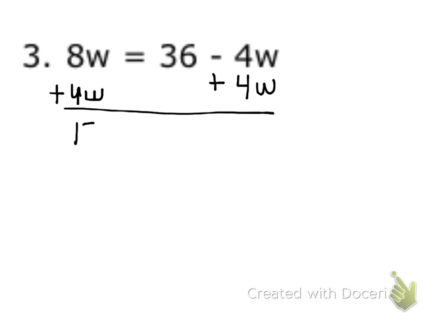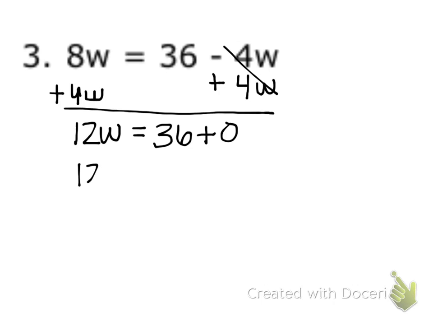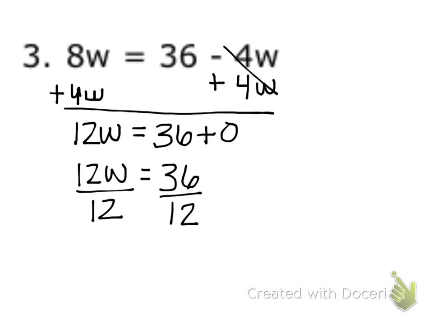8w plus 4w is 12w, equals 36 plus 0. So I have 12w equals 36. To get w by itself, I'm going to divide by 12 on both sides. I get w equals 3.